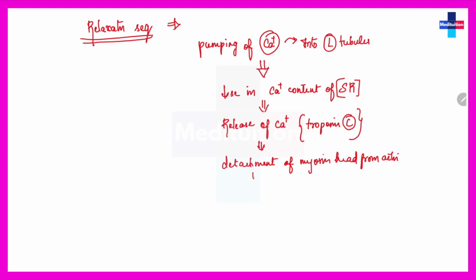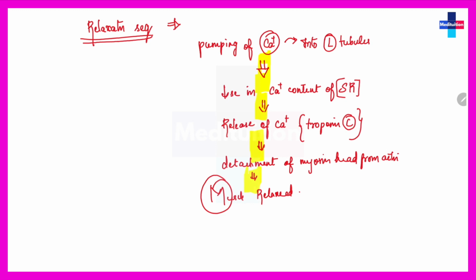This is important, and again the muscle is relaxed. Muscle gets relaxed. So this is the sequence which occurs in our relaxation of muscle. Clear? So what is happening over here? You have to be very confident.